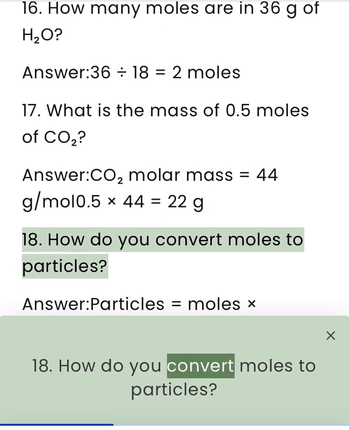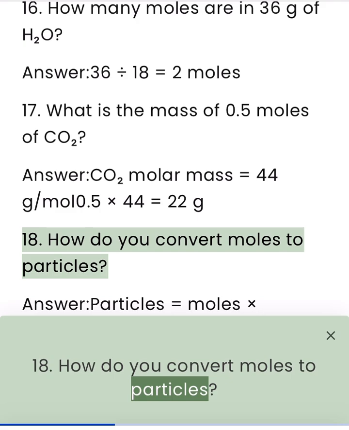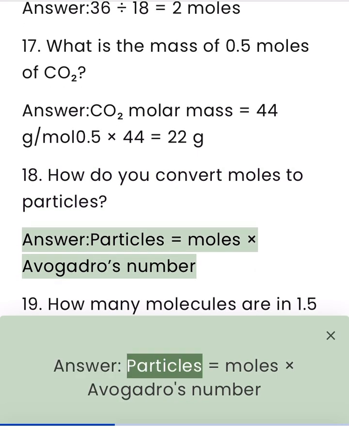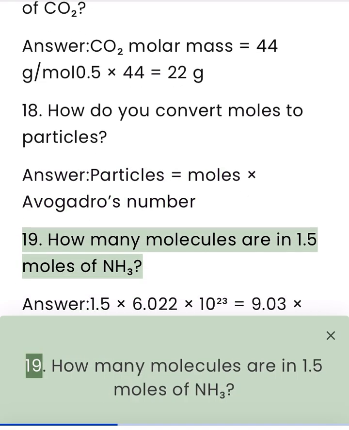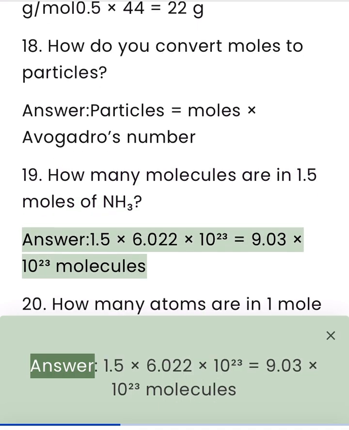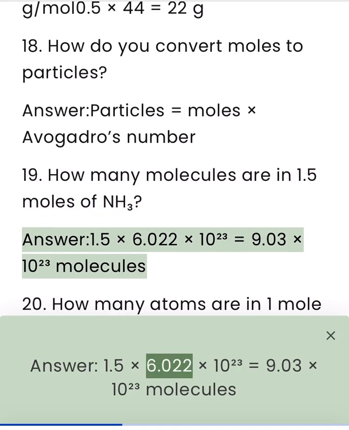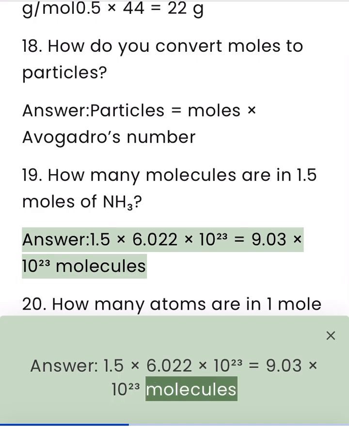18. How do you convert moles to particles? Answer. Particles equals moles × Avogadro's number. 19. How many molecules are in 1.5 moles of NH3? Answer. 1.5 × 6.022 × 10^23 equals 9.03 × 10^23 molecules.